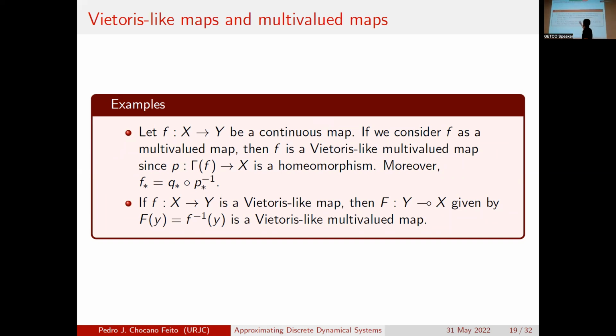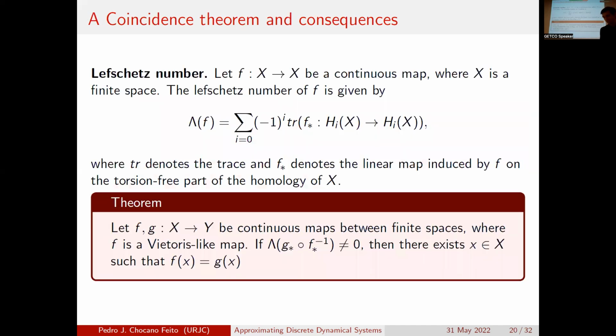If we have a vectorized-like map, and we consider the multivalued map given by taking the preimages of the points, then this new multivalued map is indeed a vectorized-like multivalued map. The interesting thing about these multivalued maps is that they induce morphisms in homology groups. So we can try to obtain some classical fixed point theorems for this class of multivalued maps. And indeed, this is what is written here.